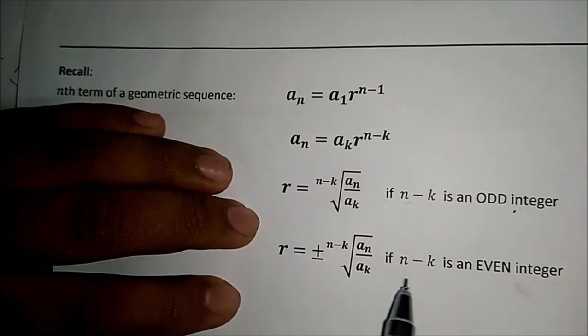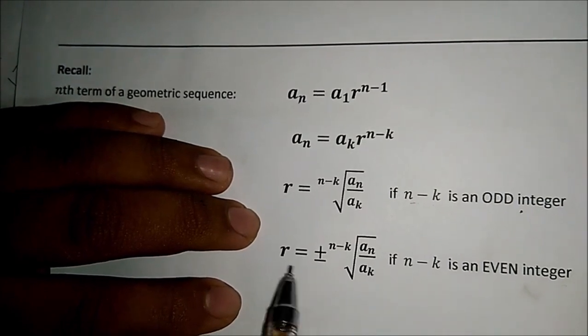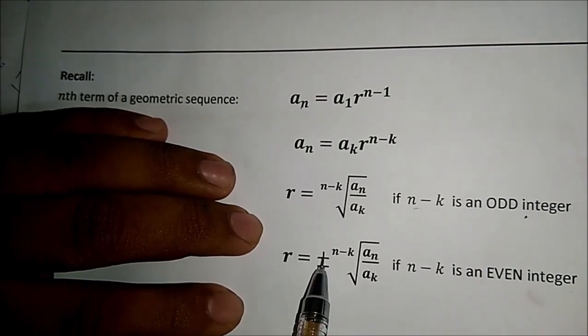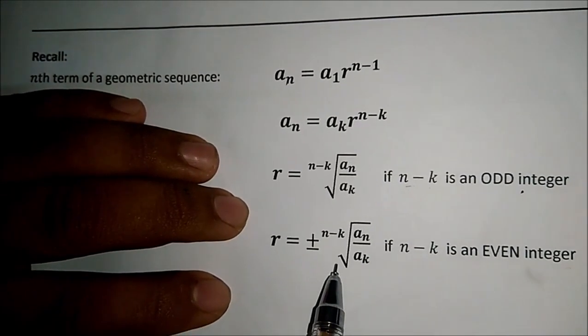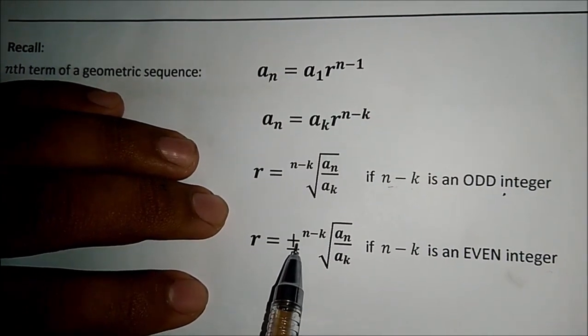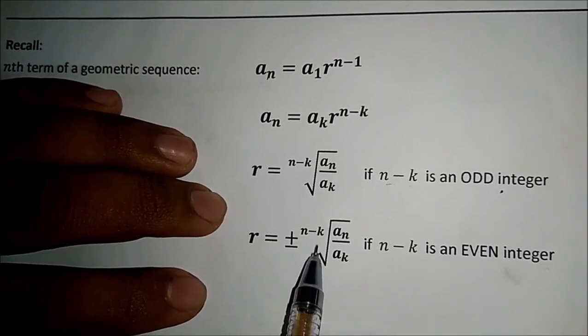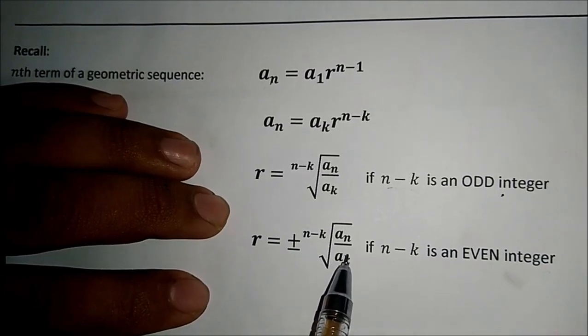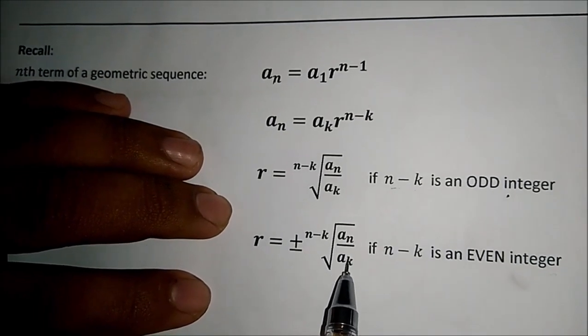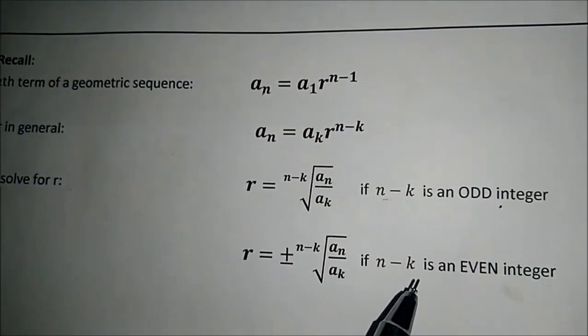Now, on the other hand, if n minus k is an even integer, then we have to use this formula. Maglalagay tayo ng plus minus before the radical. So that would be plus minus the n minus kth root of a sub n over a sub k. Ano itong a sub n saka a sub k na to? Simple lang yan. Let's go back to the problem.